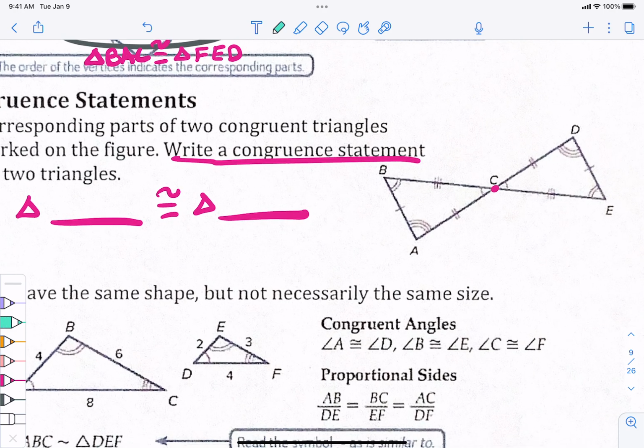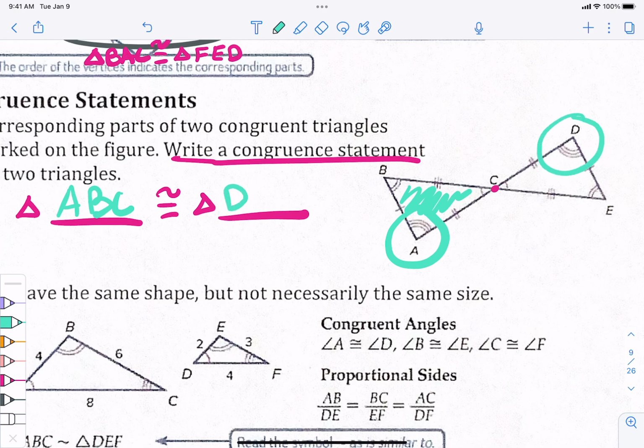Okay, so let's start with the left one. How would you like to name the left one? ABC. You want to go in order? Sure, that's fine. ABC. Now, if we go with ABC, A is the first letter. What has to be the first letter in the next one? D, because A and D go together. They both have 3 tick marks, okay? B has to go with E, and C goes with C, right? That is my congruence statement done. Make sense? Not too bad, right? We're just putting everything in order the way that it goes, okay? That is a congruence statement.